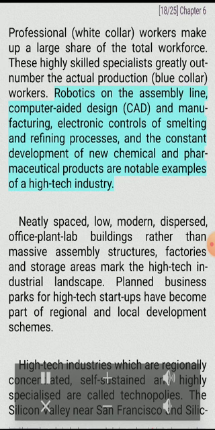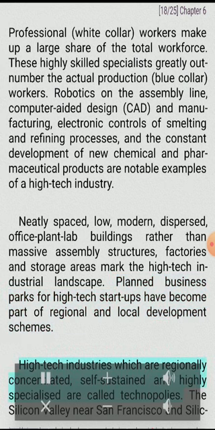Robotics on the assembly line, computer-aided design, CAD, and manufacturing, electronic controls of smelting and refining processes, and the constant development of new chemical and pharmaceutical products are notable examples of a high-tech industry. Neatly spaced, low, modern, dispersed office, plant and lab buildings rather than massive assembly structures, factories and storage areas mark the high-tech industrial landscape. Planned business parks for high-tech startups have become part of regional and local development schemes.